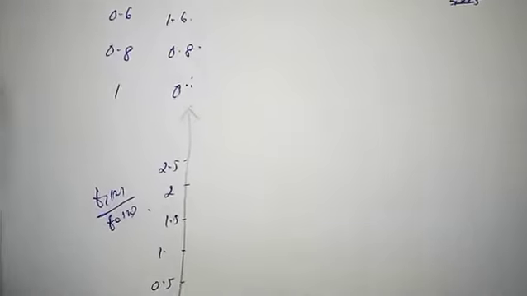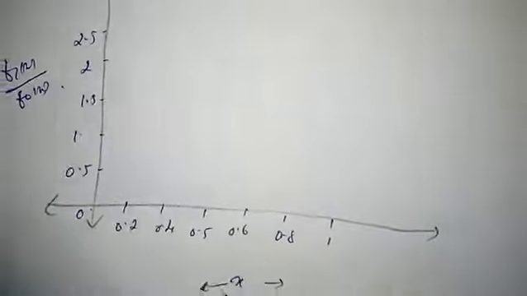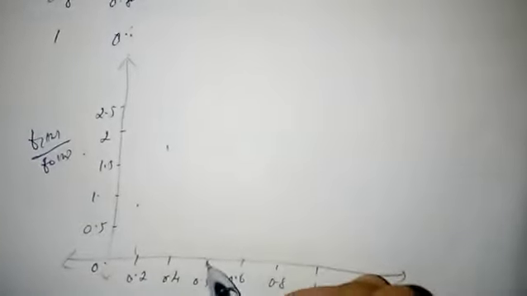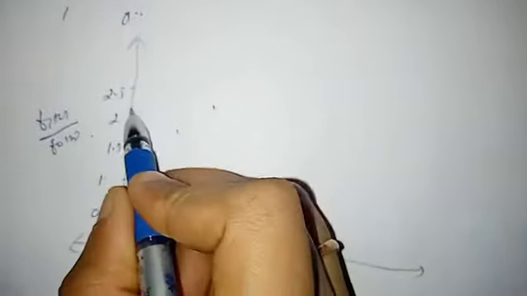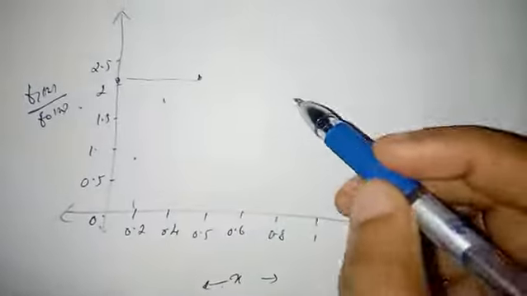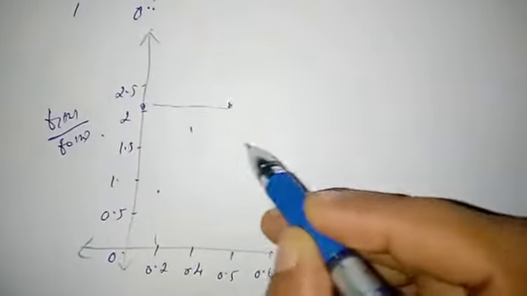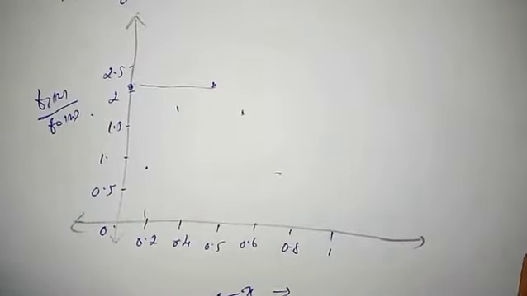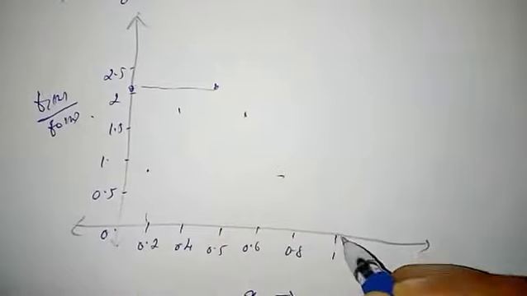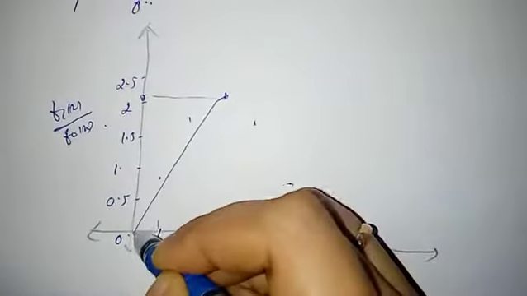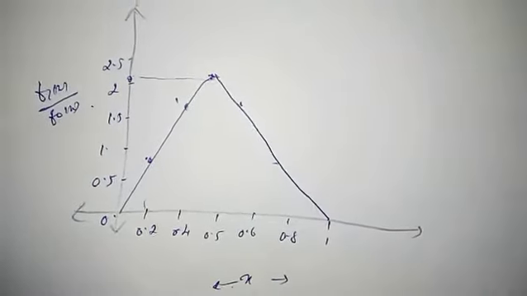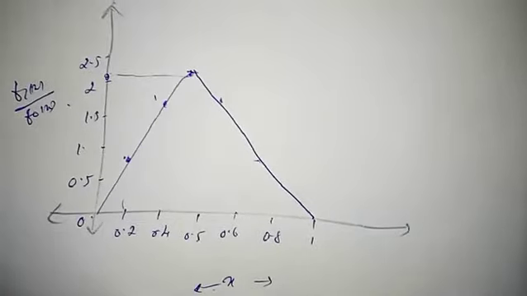Okay, so here if x takes the value 0.2, then it is 0.8, right? And for 0.4 it is 1.6. For 0.5 this is 2, right? And then for 0.6 it is 1.6. For 0.8 it's 0.8, right? Then for 1 it is 0, right? So it's like this type. Okay, so it's like a triangle, right?